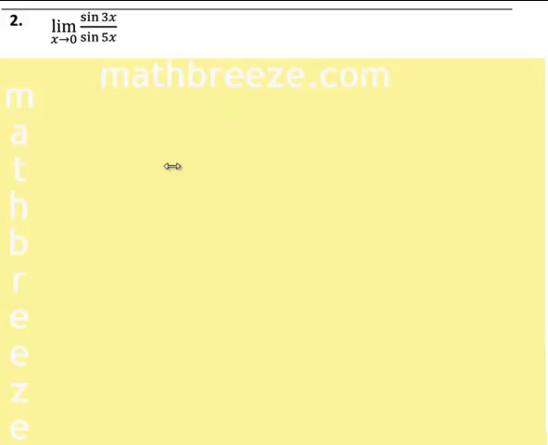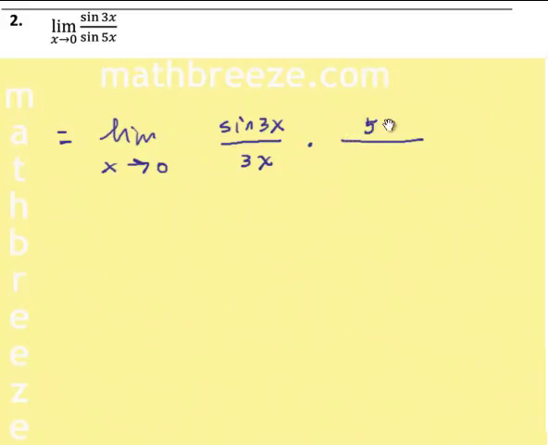In number 2, we have the limit as x goes to 0 of sine 3x over sine 5x. So again, we want to use the fact that sine x over x goes to 1 as x goes to 0. Alright, so we're going to manipulate this limit a little bit. We want to put a 3x underneath the sine 3x because we know that this goes to 1. And we want to put a 5x on top of the denominator sine 5x because we know that this fraction also goes to 1. Okay, so we multiplied top and bottom by x of this original expression.